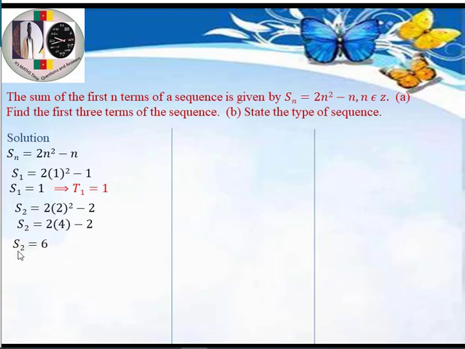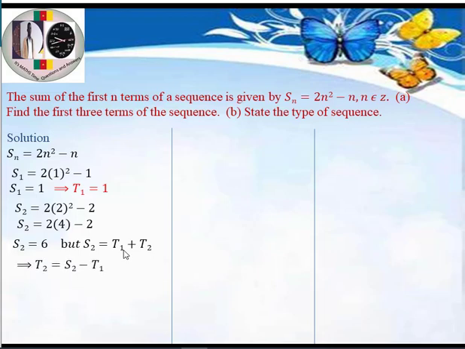But S2, as we already know, is the sum of the first term plus the second term. So we imply that S2 equals t1, which is the first term, plus the second term. So when we take t1 to the other side, we are going to have t2, which is the second term, equals the sum of the first two terms minus the first term.